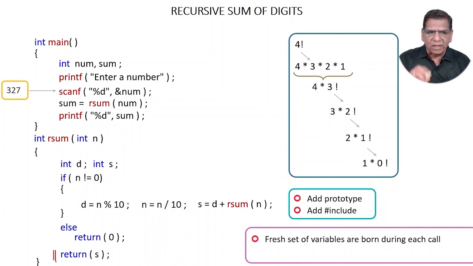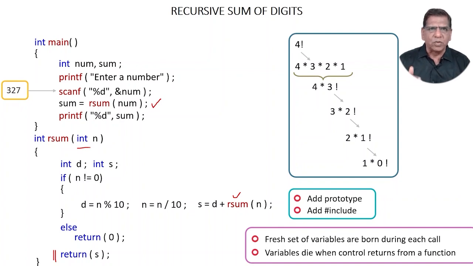Now, before we try to understand the purpose of that return s, let me make a couple of statements. First of which says that a fresh set of variables is created during every single call. You are calling rsum from main, you are also calling rsum from within rsum. This is the first call, this is the second call. Every single time you are bound to land here. When you land at the definition of rsum, realize that a fresh set of n, d and s would be created. Whether the call happens from main or whether the call happens from within rsum. Fine?